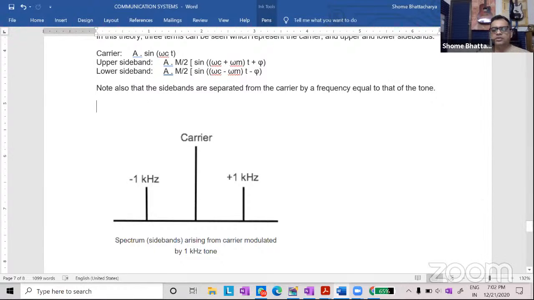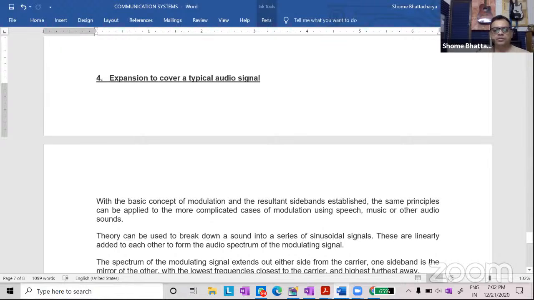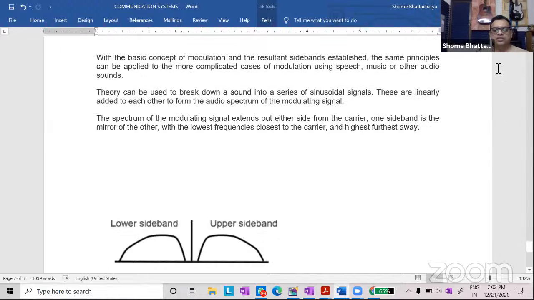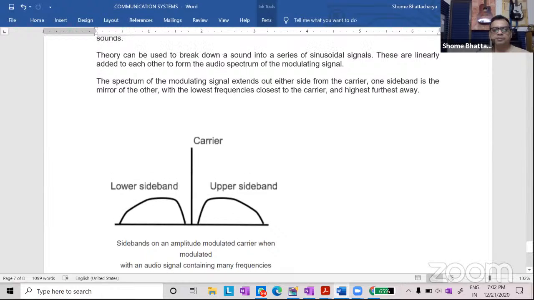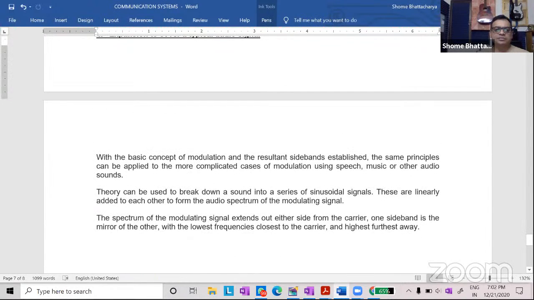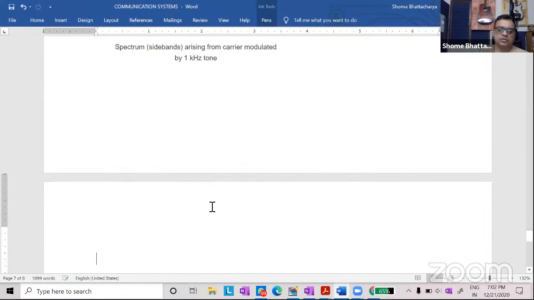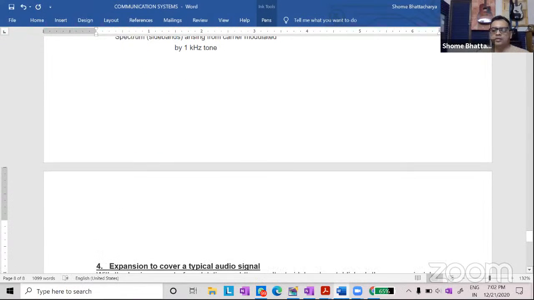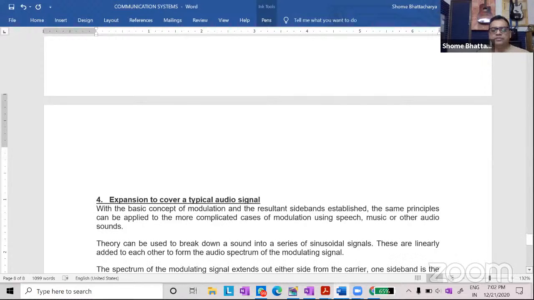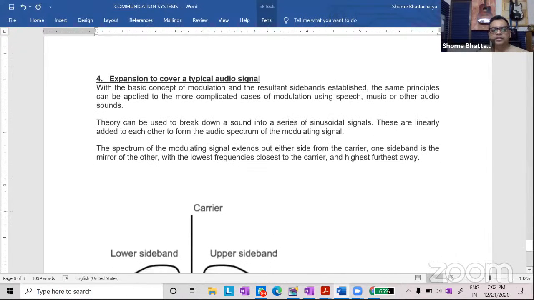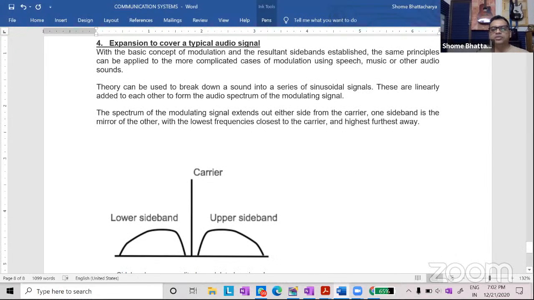Okay, so this is the basic concept of amplitude modulation, as I explained at a very simple level, where we are just looking at a single sine wave used as a modulating signal to modulate a high frequency sine wave carrier wave. Okay.